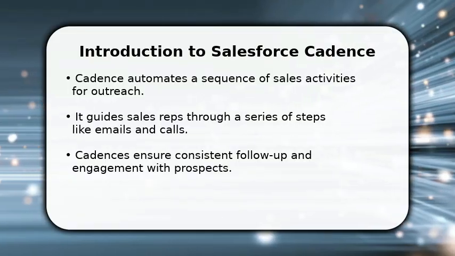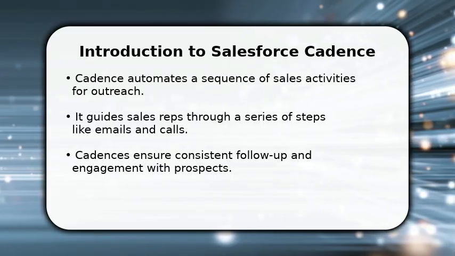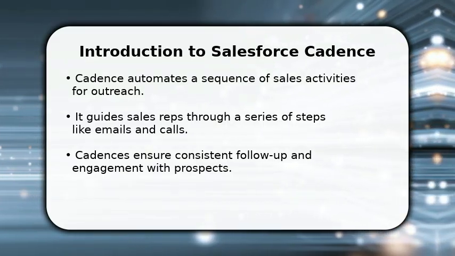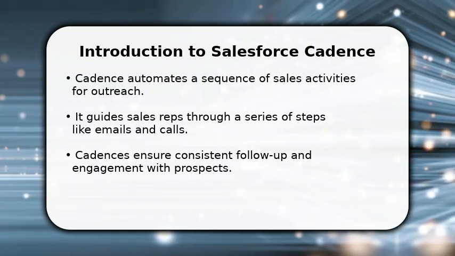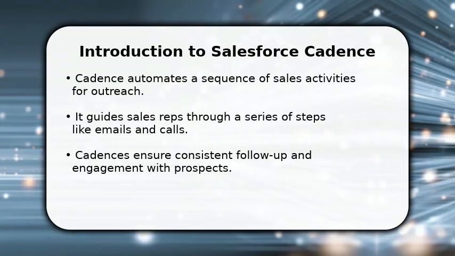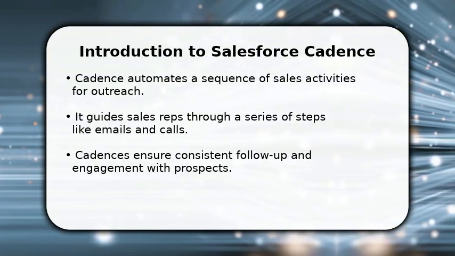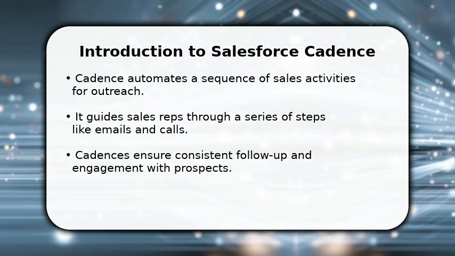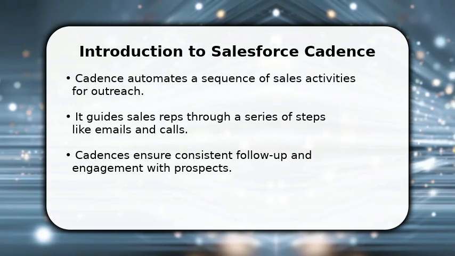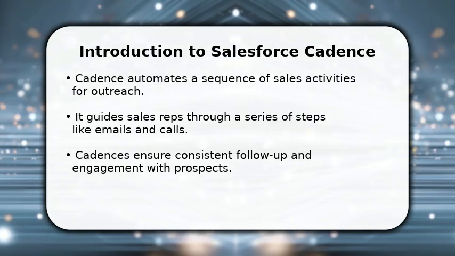In this video, I will explain how to use Cadence in Salesforce. Cadence is a powerful tool that automates your sales outreach, guiding your team through a structured sequence of activities. Imagine consistent follow-ups and timely engagements, all without manual tracking. It helps streamline your sales process, ensuring no prospect falls through the cracks. This guide will show you how to leverage Cadence for maximum efficiency and improved results.